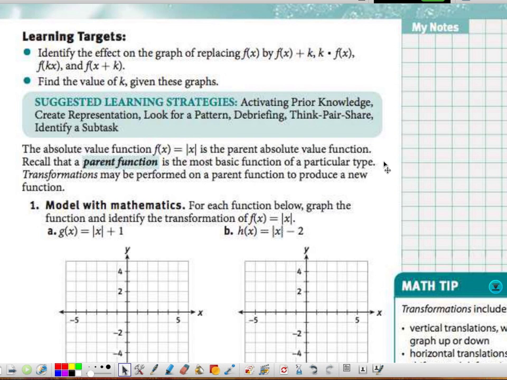So in the previous lesson, we learned how to graph the absolute value function, which was basically a piecewise defined function. Remember f of x, the equation for this was negative x if x was less than 0, and then it was x if x was greater than or equal to 0.